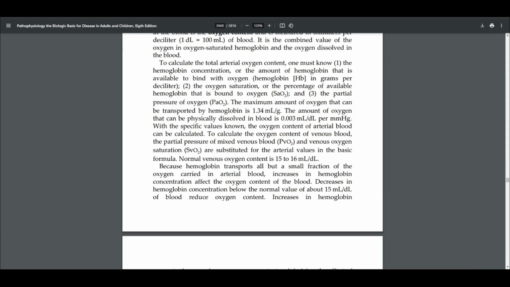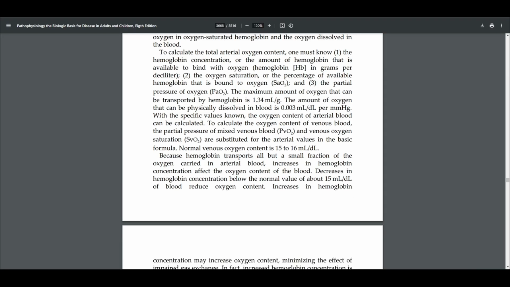With the specific values known, the oxygen content of arterial blood can be calculated. To calculate the oxygen content of venous blood, the partial pressure of oxygen in mixed venous blood, your PvO2, and venous oxygen saturation, your SvO2, are substituted for the arterial values in the basic formula. Normal venous oxygen content is about 15 to 16 milliliters per deciliter.